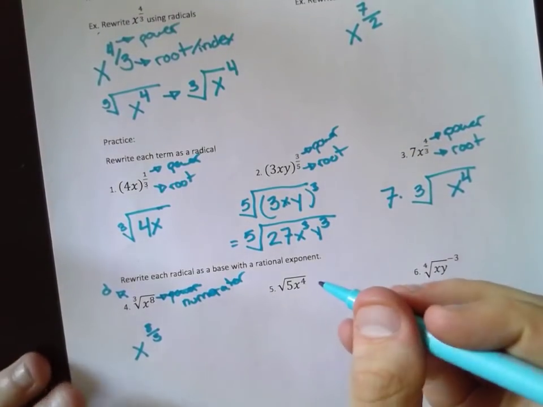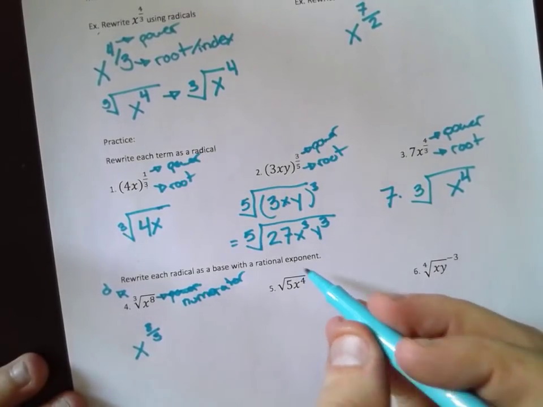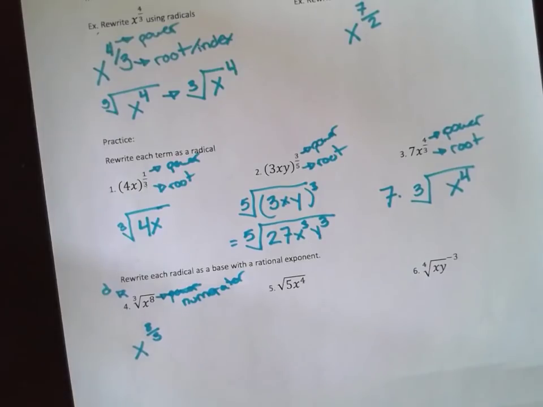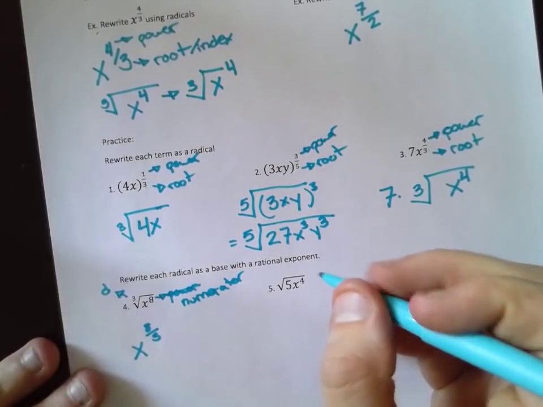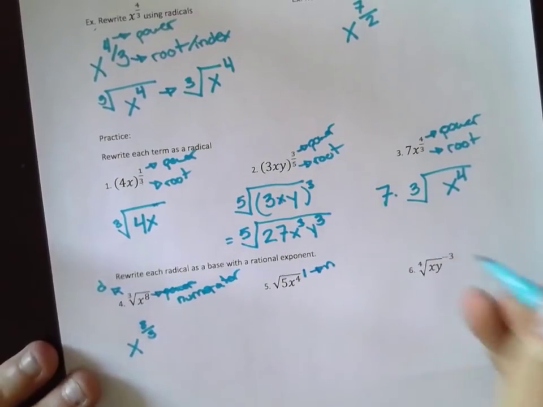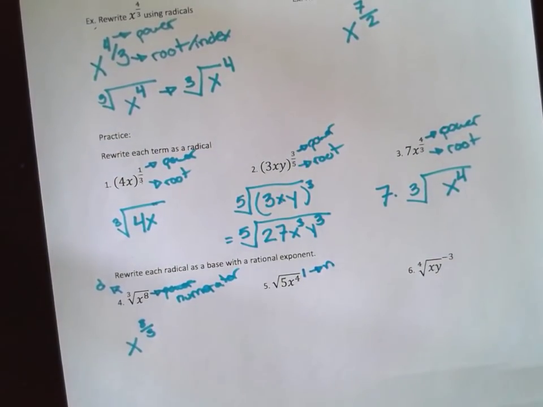Now, again, notice here, I am not using parentheses to group the 5 and the x. Okay? That means that 5 is not raised to the 4th power. Only the x is. So altogether, my numerator is actually only 1. Because again, if I'm grouping these things together, only the x is raised to the 4th.